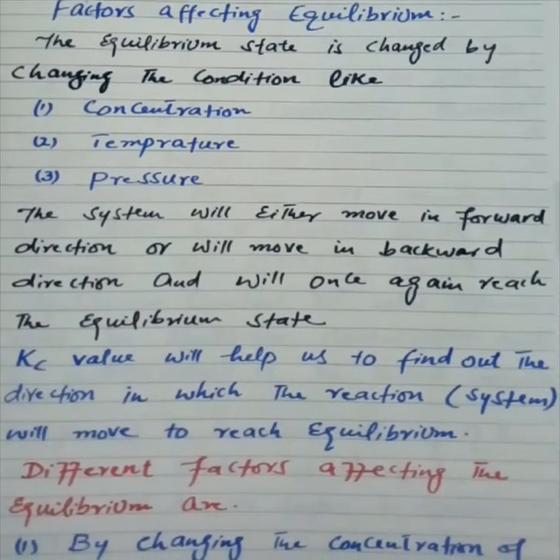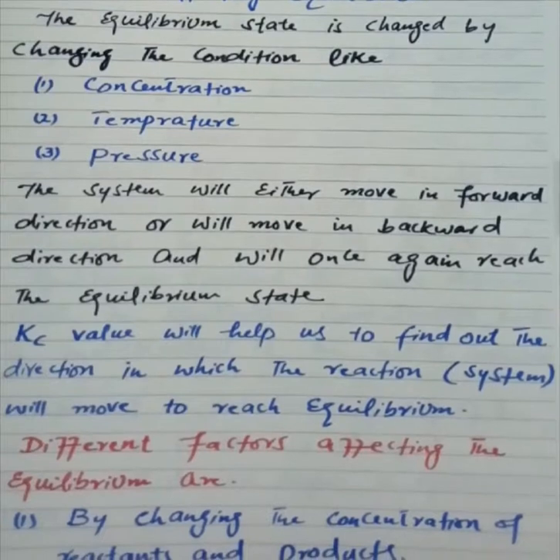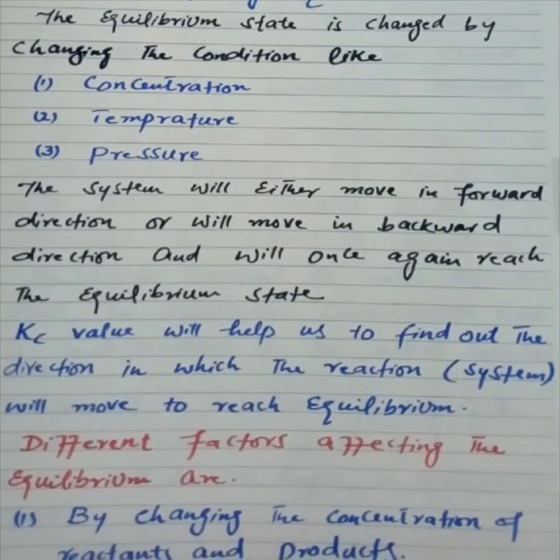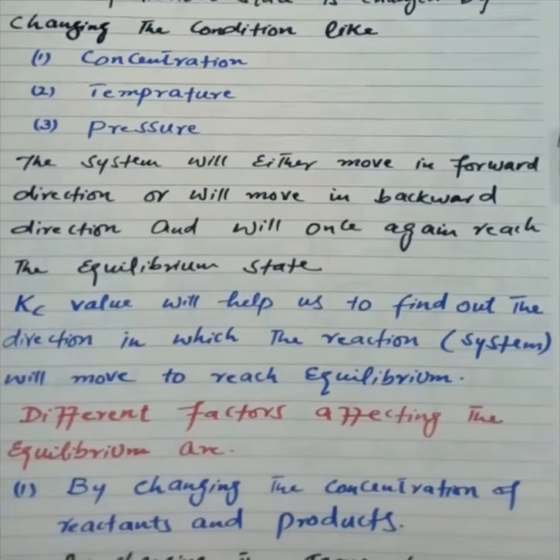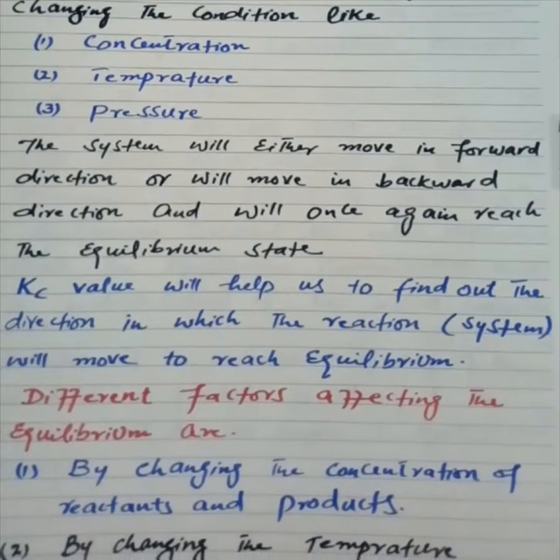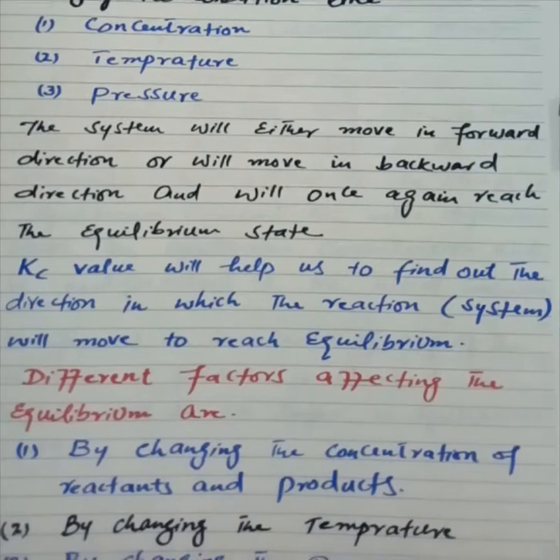Now it's the Kc value which helps us find out the direction in which the reaction will move, either forward or backward. The different factors affecting the equilibrium are, number one, changing the concentration of reactants or changing the concentration of products. Both of these changes will bring about some change in the equilibrium state.